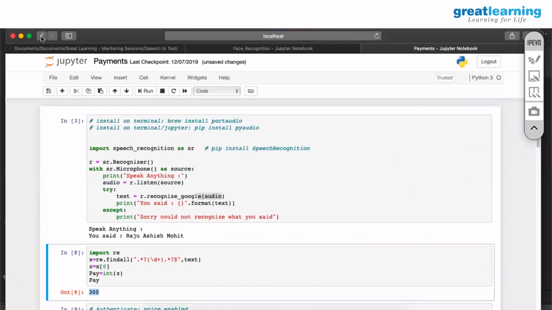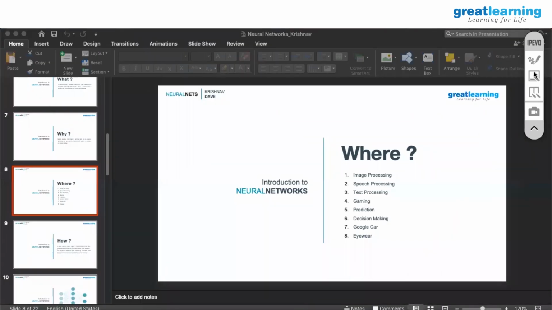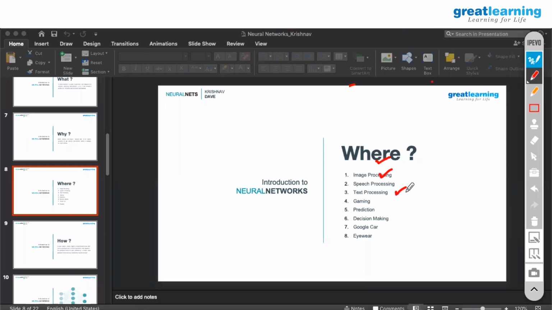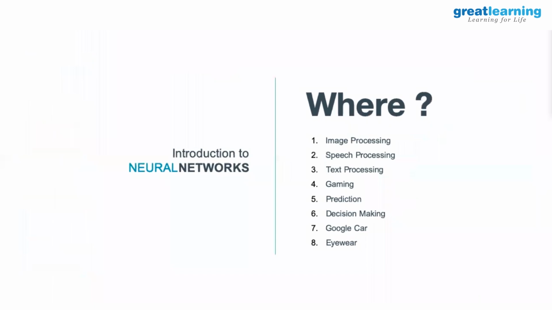Yeah. So this is one more application where you can use your neural network for a voice bot. Text is not in our certification context, but I will show you guys down the line how you can use this for text also.